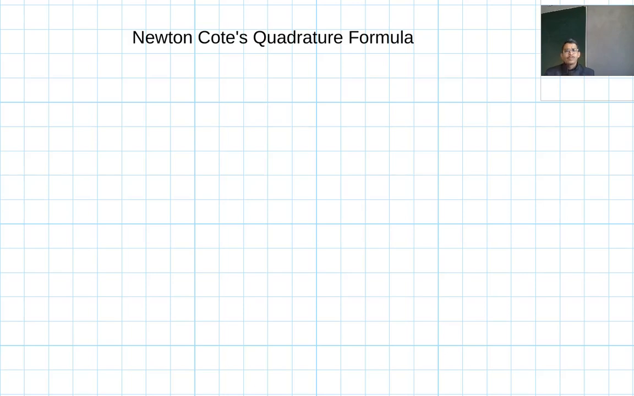So today I am going to talk about a very interesting method or formula, that is Newton-Cotes quadrature formula. And this formula is used to derive very important results like the trapezoidal rule to do integration, Simpson's 1/3 rule and Simpson's 3/8 rule. So let us start with the Newton-Cotes quadrature formula.